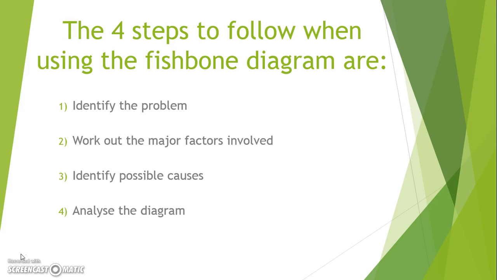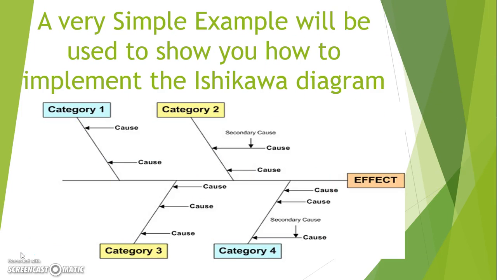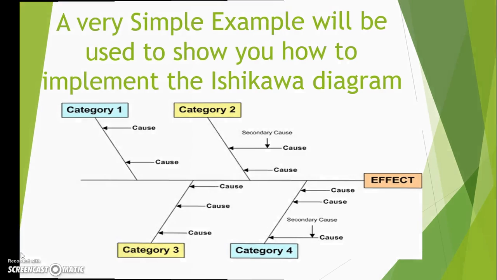There are 4 steps to follow when using the fishbone diagram. These 4 steps include: first, you need to identify the problem. Second, you need to work out the major factors involved. Third, you need to identify all the possible causes. And last but not least, you need to analyze the diagram. A very simple exercise will be used to show you how to implement the Ishikawa diagram now.